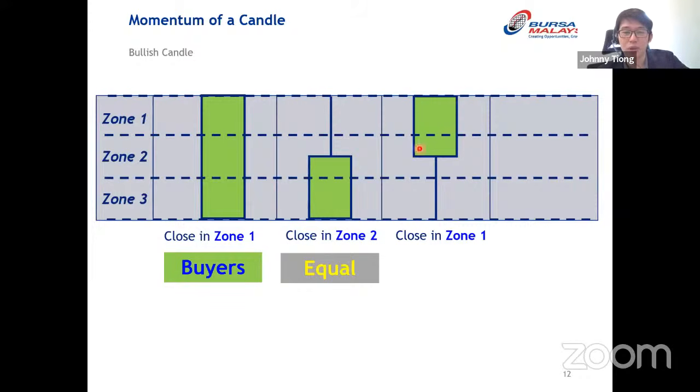It closes above the opening price, so that's why it's green. It's a bullish candle. When it closes in zone 1, what does it mean? It means that the buyers are in control. There's a lot of buyers today for this stock.